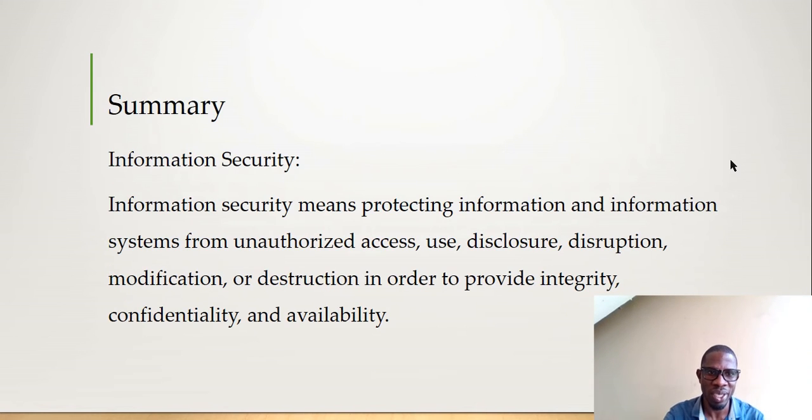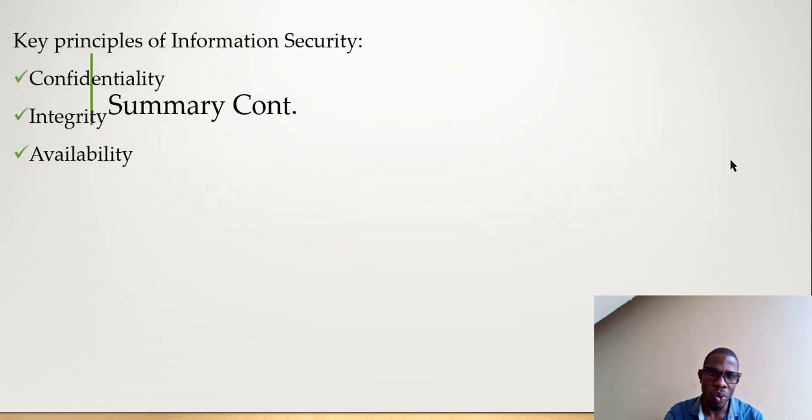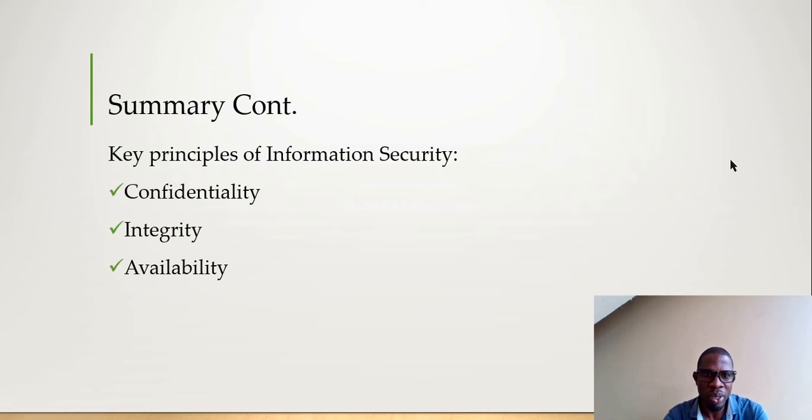So, in summary, we've learned what is information security. And we said information security means protecting information and information systems from unauthorized access, use, disclosure, disruption, modification, or destruction in order to provide integrity, confidentiality, and availability. We also looked at the key principles of information security, which are confidentiality, integrity, and availability.